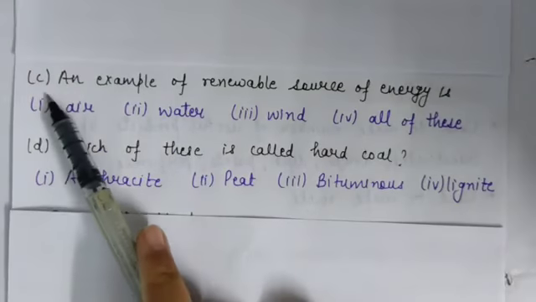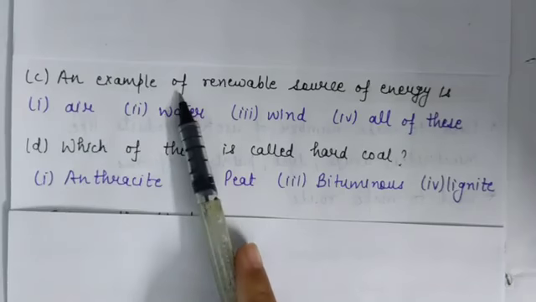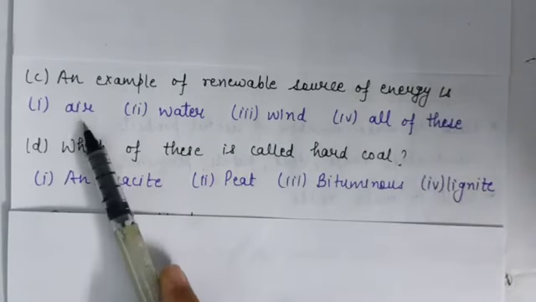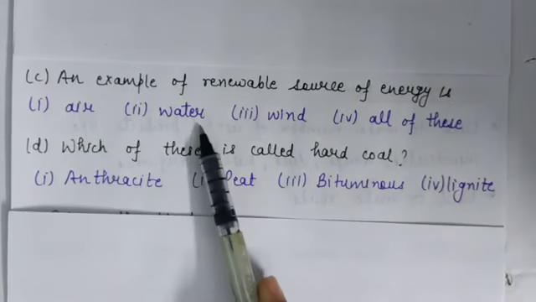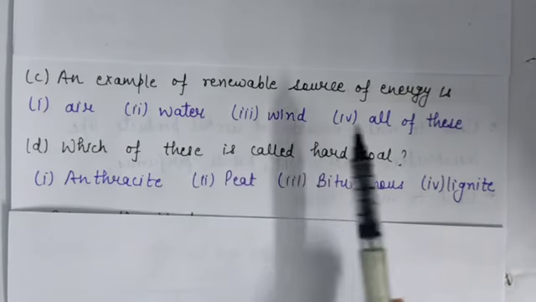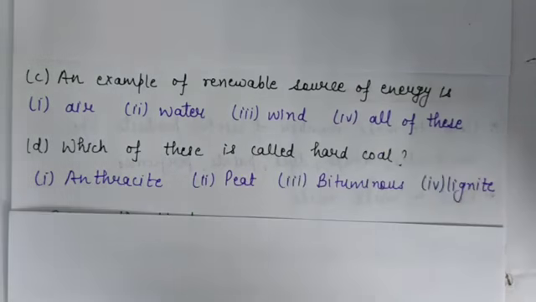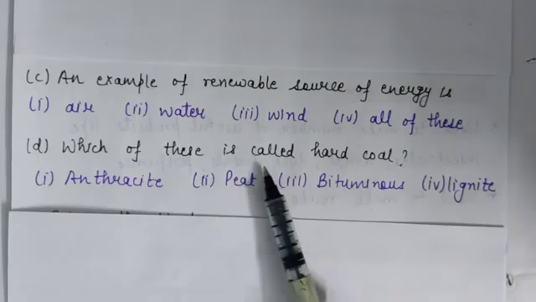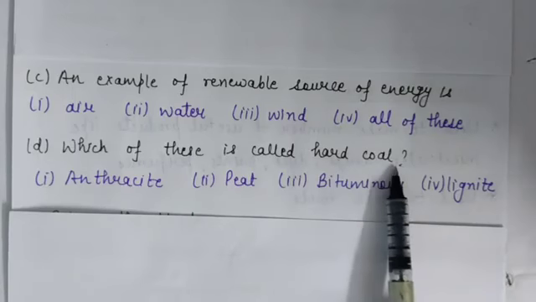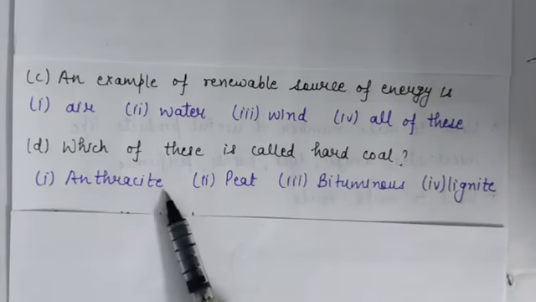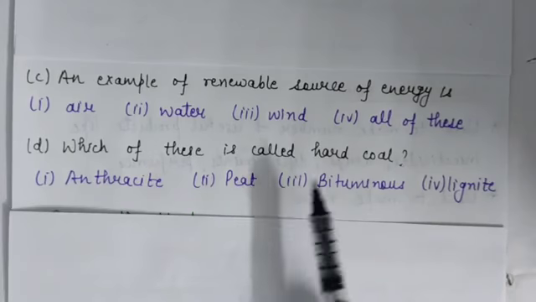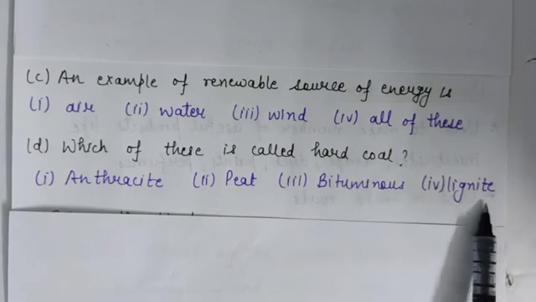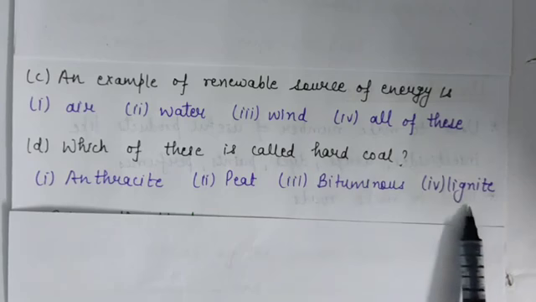Now C part: an example of a renewable source of energy is. Options are air, water, wind, all of these. D part: which of these is called hard coal. Options are anthracite, peat, bituminous and then lignite. Which of these is called hard coal?